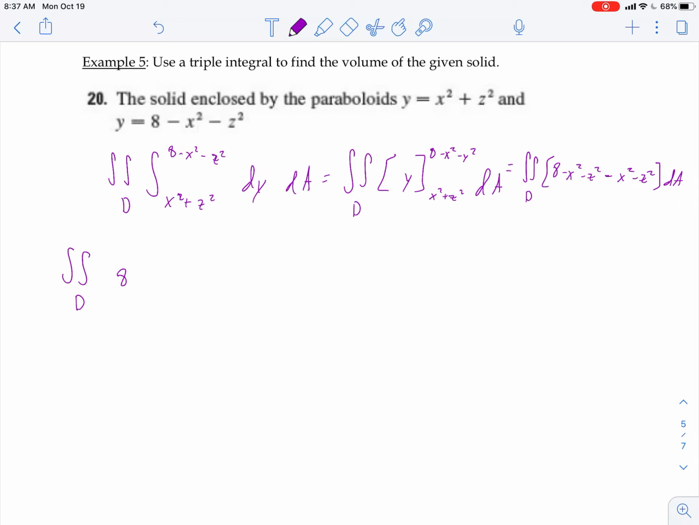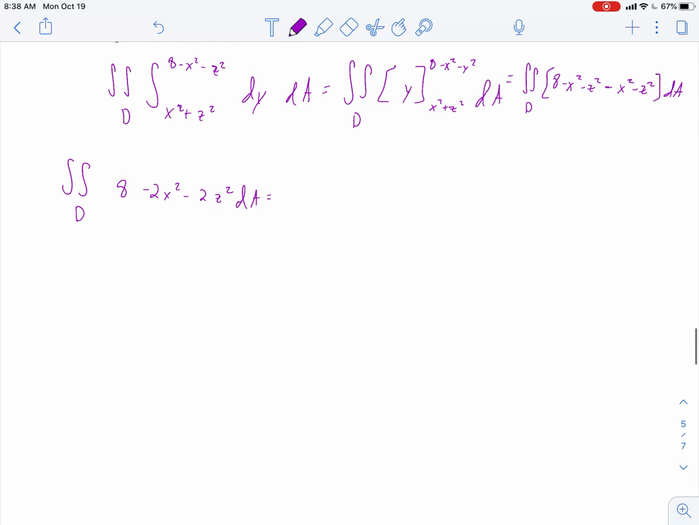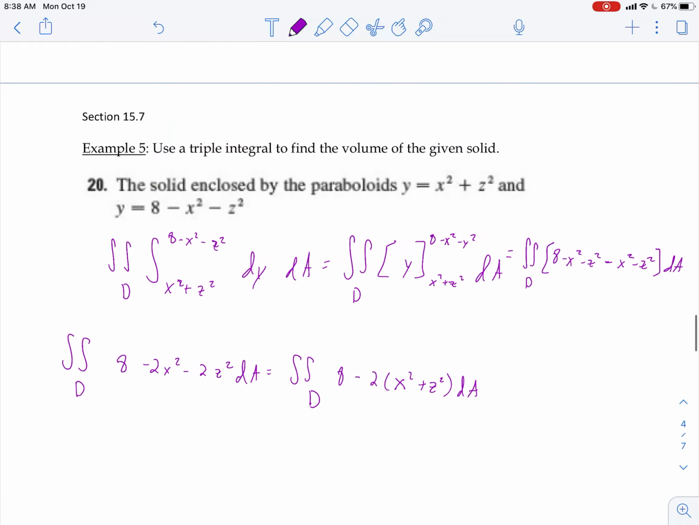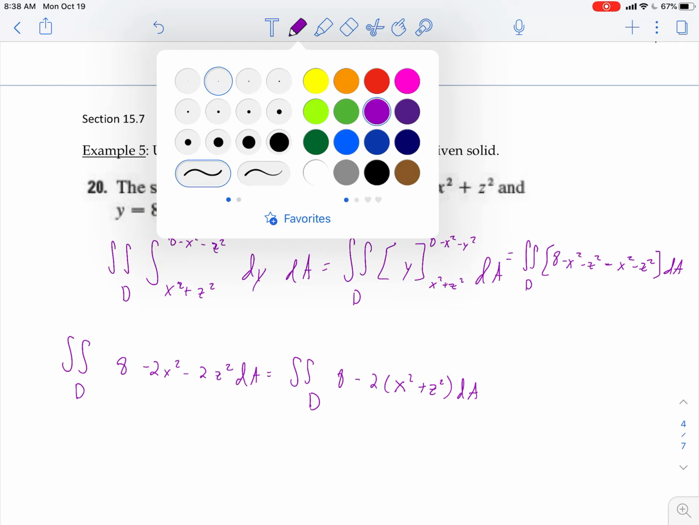We're going to get our double integral, and on the inside we're going to have 8 minus 2x squared minus 2z squared dA. I'm going to rewrite that a little bit so you can see what we're going to do. We could pull out a 2 if we wanted to, but I'm just going to show it this way: 8 minus 2 times x squared plus z squared.